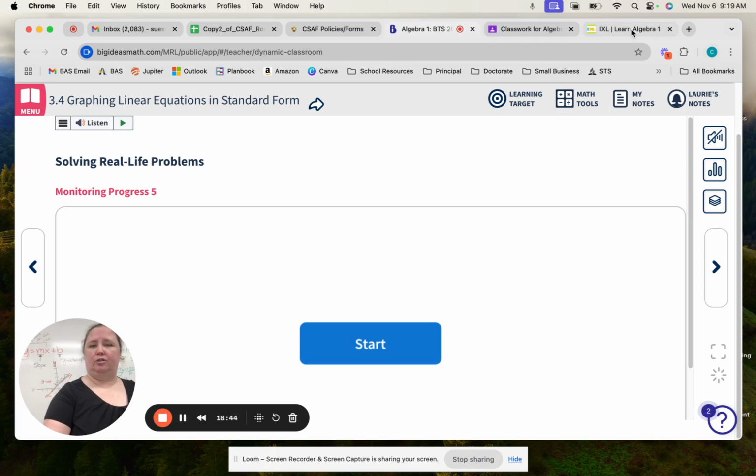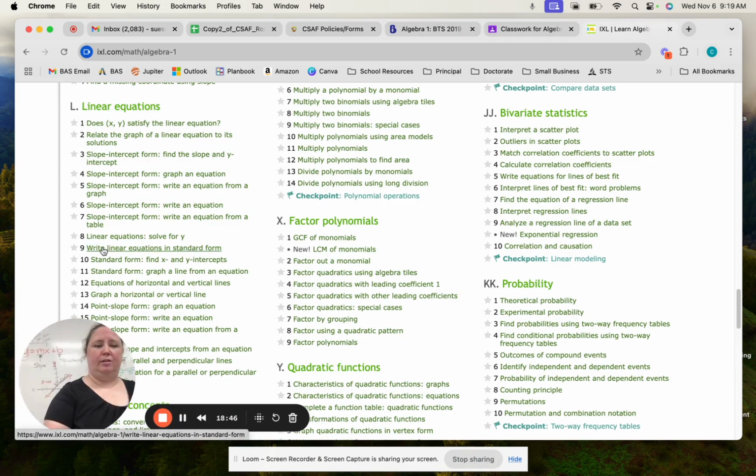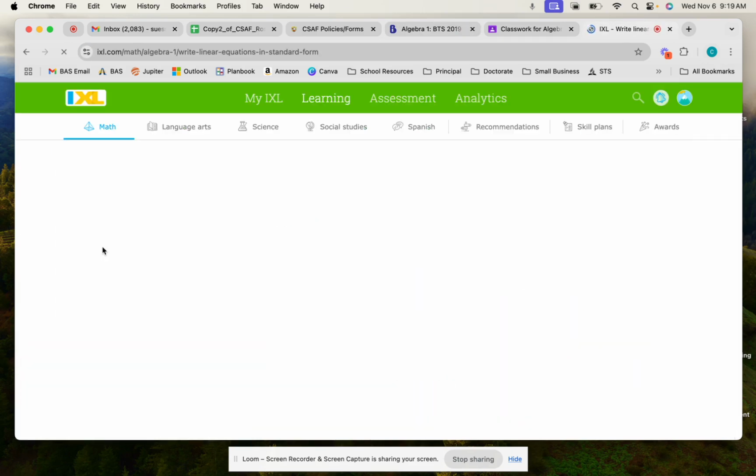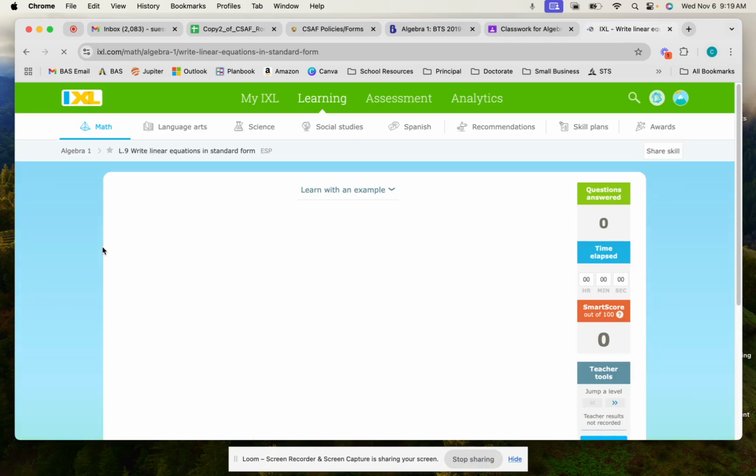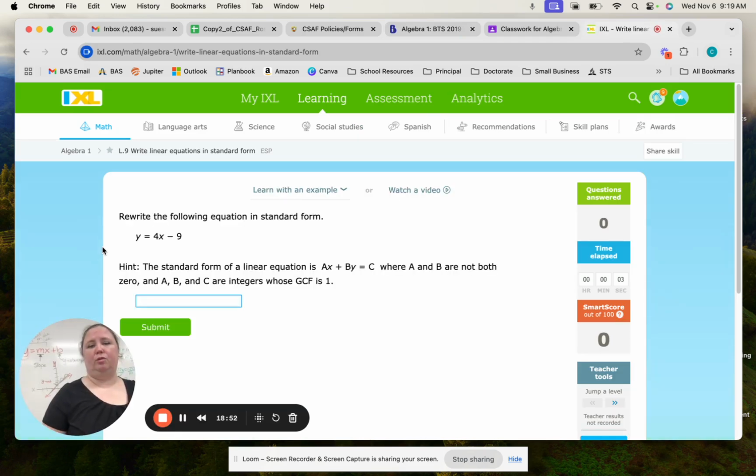Real quick, I'll show it to you. It's L9. All you're doing is writing linear equations in standard form. So you don't even have to solve. You're just rearranging. So for instance, y equals 4x minus 9. I need to move the 4x over to the other side, correct? Subtract 4x. And remember, x is always first. So minus 4x plus y equals negative 9. That's all you're doing, just rearranging.